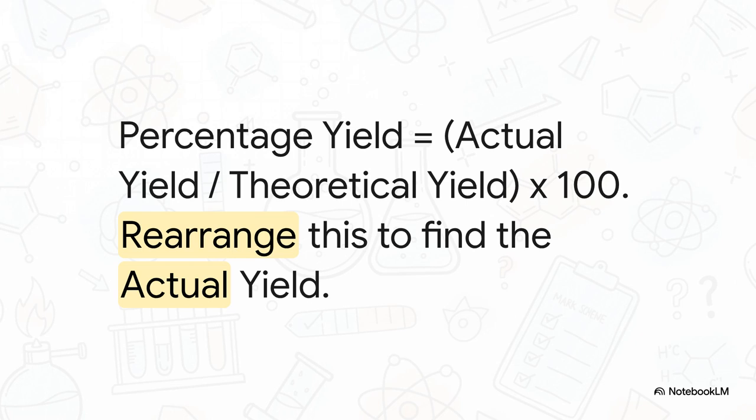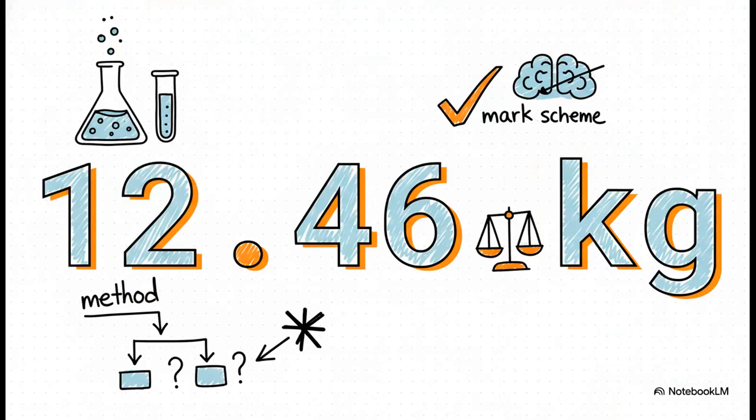To solve this, we just start with our standard formula. The key is to rearrange it so you're solving for the actual yield. So you're going to multiply the percentage yield by the theoretical yield, and then divide that whole thing by 100. You plug in the numbers, and you get your final answer, 12.46 kilograms. You know, it's interesting, the mark scheme actually says that just writing this correct answer gets you both marks. But like we saw before, it is always, always safer to show your method.